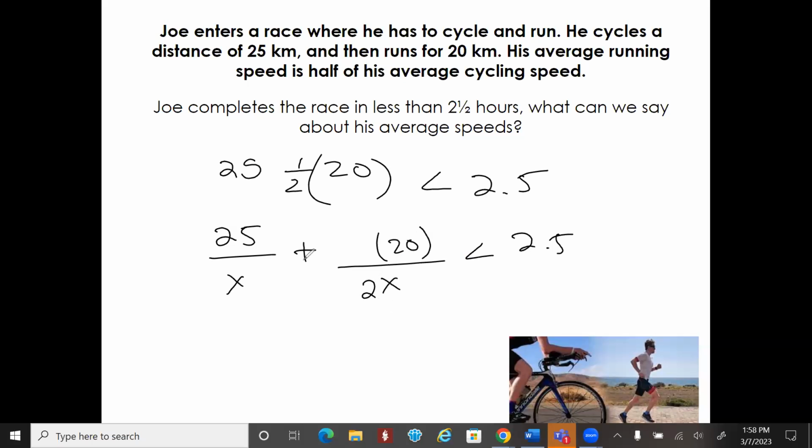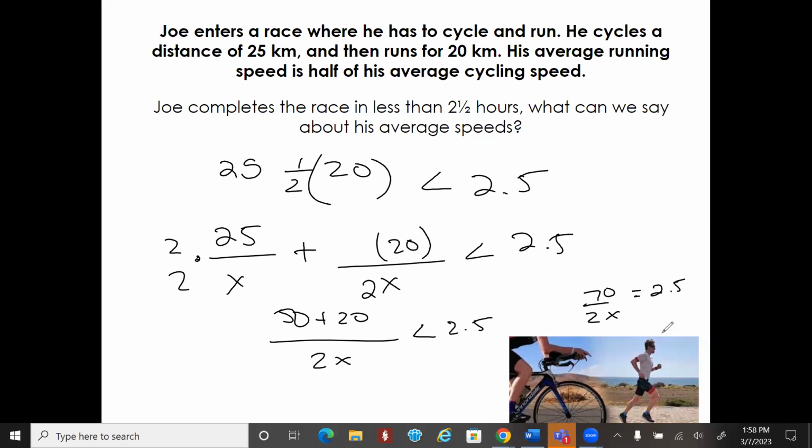Okay, so now these are the same then. So we got to multiply by 2 over here in the top and the bottom. So that would give us 50 plus 20 divided by 2x is less than 2.5. So this is going to give us 70 divided by 2x. And let's say that we solve for it. So 2 times 2.5 is going to give me 5x. If I divide by 5 on both sides, that's going to give me 12. So he went 12 kilometers per hour.